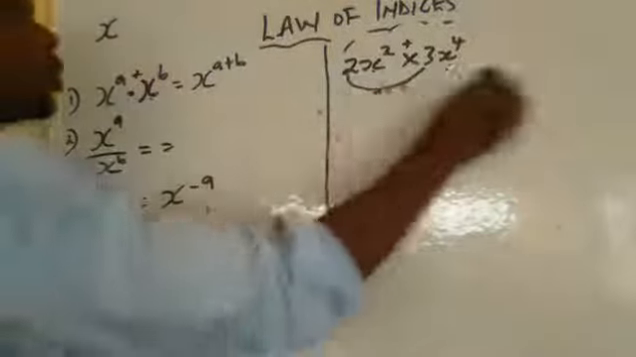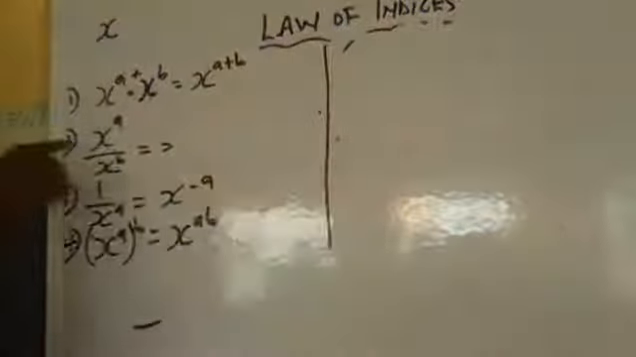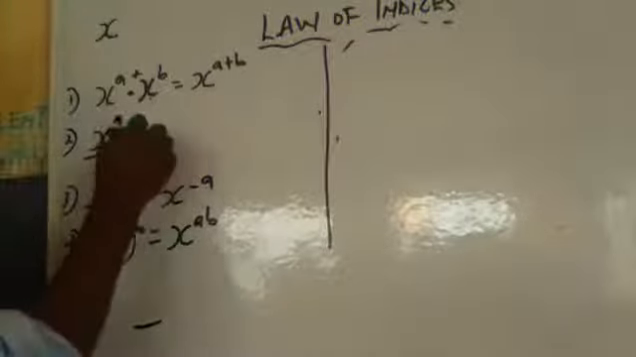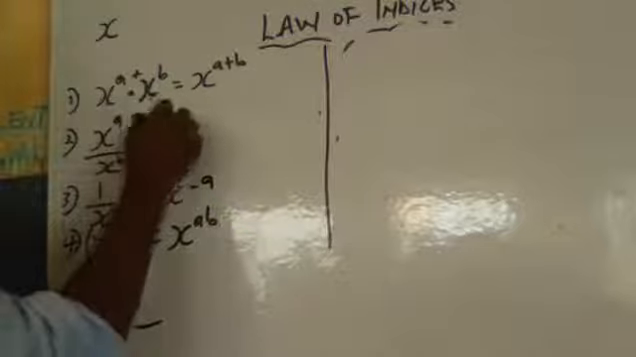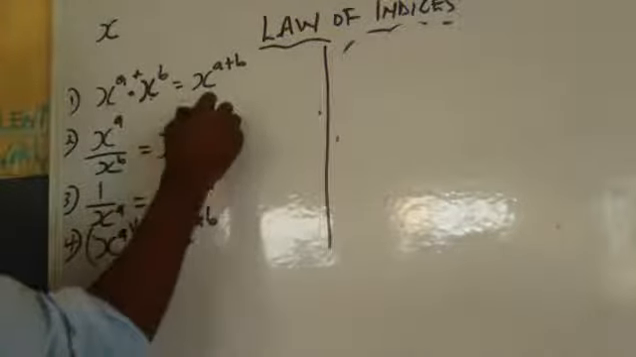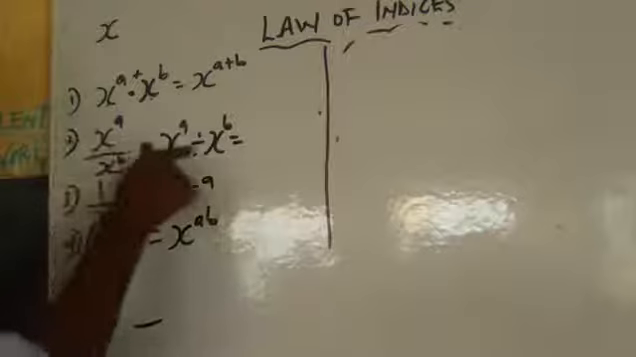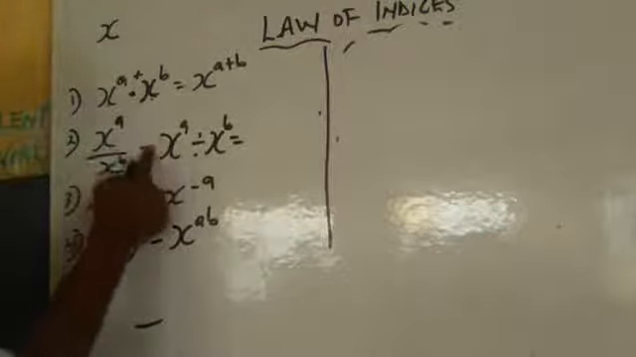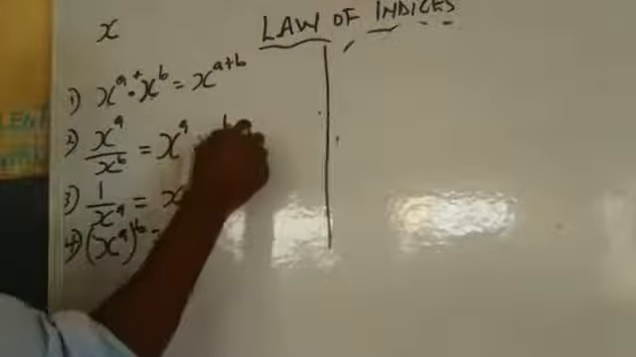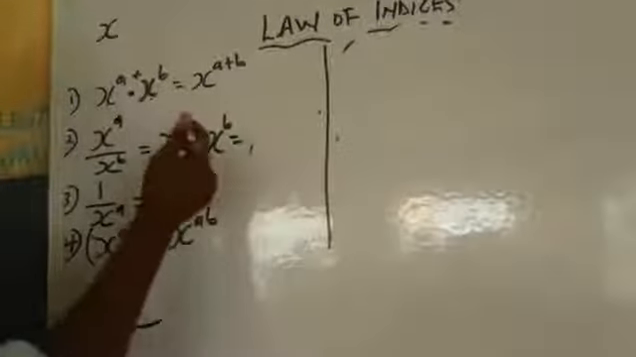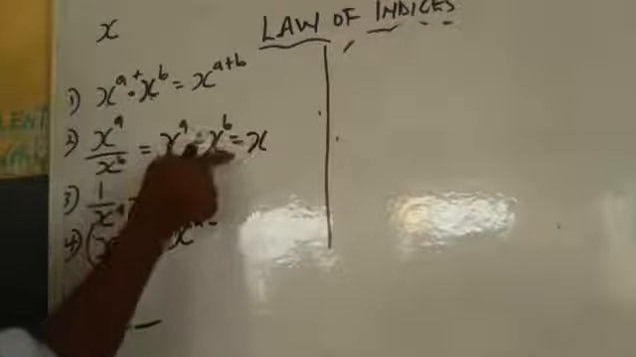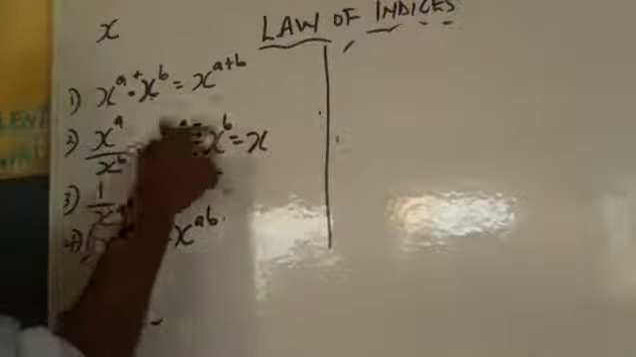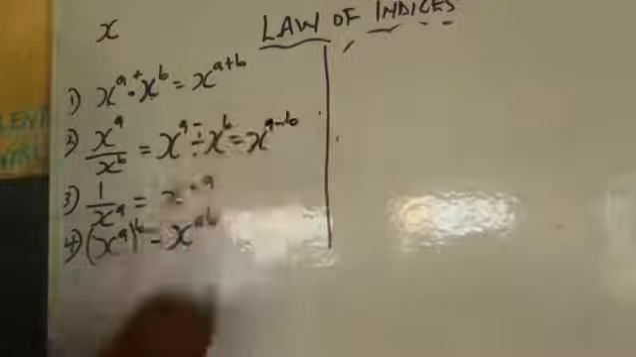Then the second one. Anytime you have division, you can rewrite it as x raised to the power a divided by x raised to the power b. Anytime you have division as a base here, it's going to be 1 divided by 1, which is 1, so we don't write it because it's just a letter we are representing. Now the power will be minus anytime the base is division. It's going to be a minus b. Look at the example here.